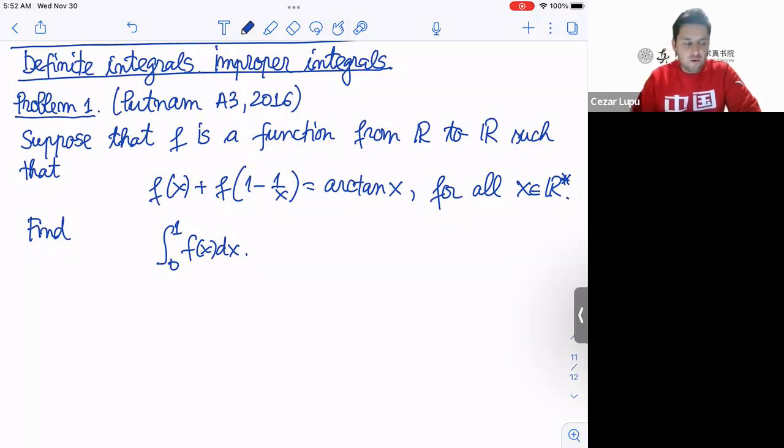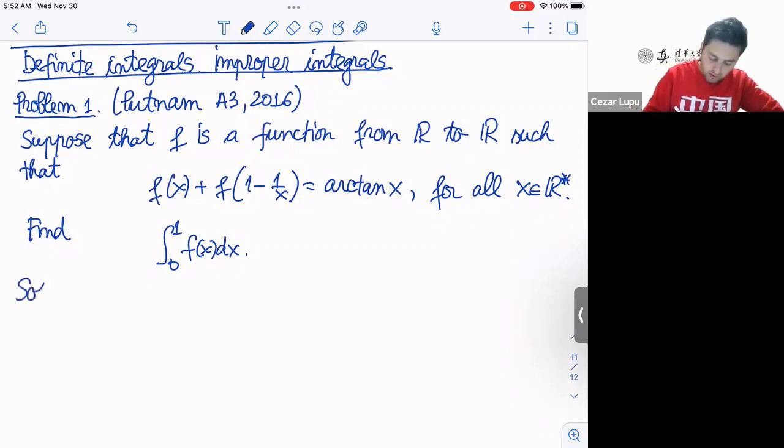So maybe if you replace x with 1 minus 1 over x, and then you replace again by 1 over 1 minus x, then maybe you'll go back to x. So that's the main trick, I would say, of the problem. In fact, the first and the main trick of this problem. And after that, the problem will become purely computational. So that's the first observation that we need to do.